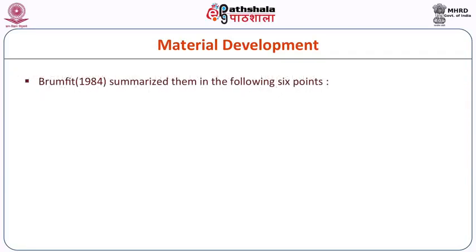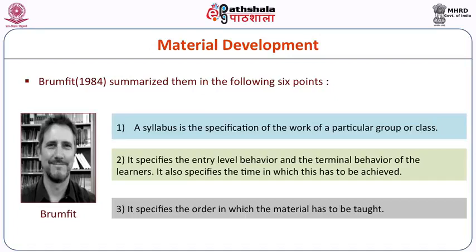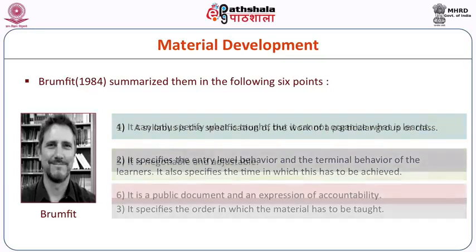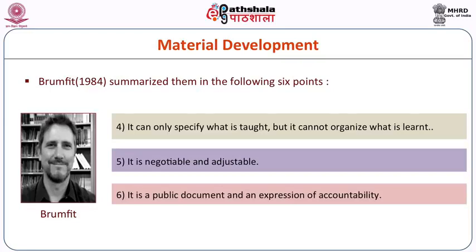Now, Brumfit summarized all these things in the following 6 points. Number 1, what is the syllabus as a teaching material? The syllabus is the specification of the work of a particular group or class. It specifies the entry-level behavior and the terminal behavior of the learners. It also specifies the time in which this has to be achieved. Number 3, it specifies the order in which the material has to be taught. 4, it can only specify what is taught, but it cannot organize what is learned. It is negotiable and adjustable. It is a public document and an expression of accountability.